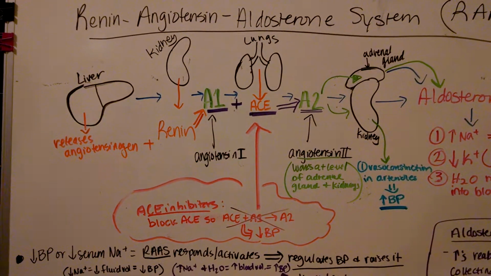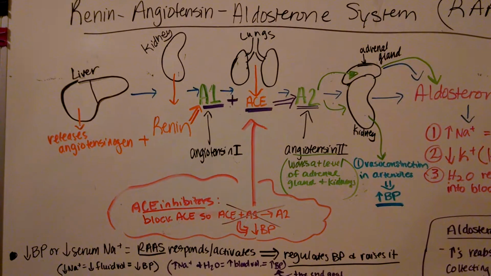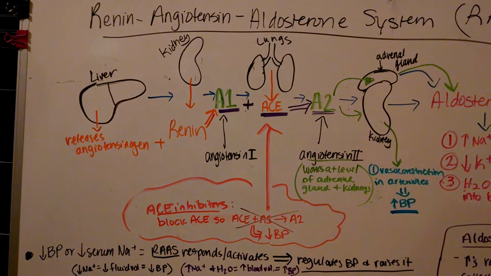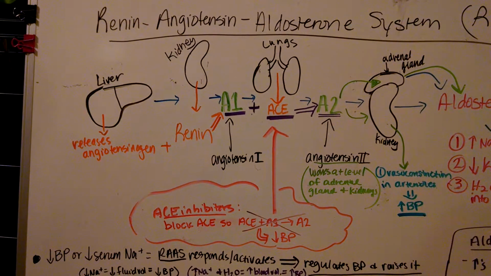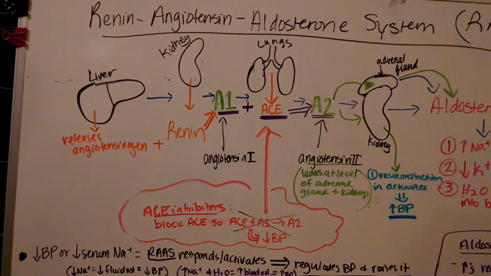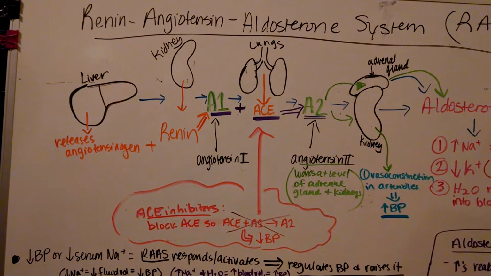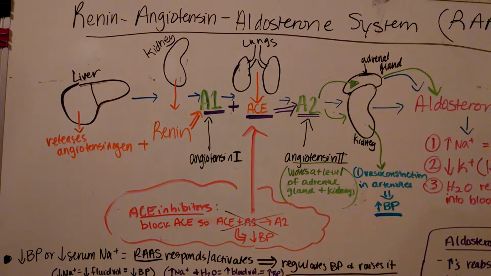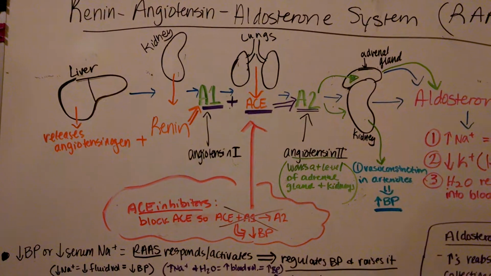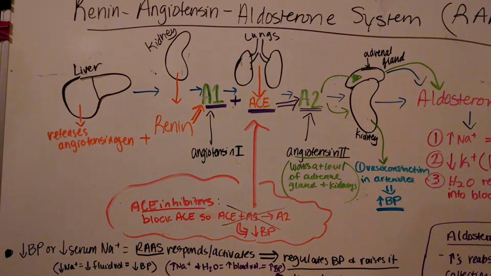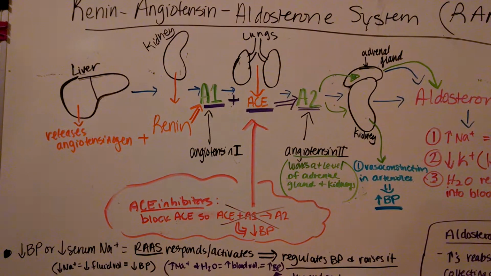So basically it's going to do its job to raise your blood pressure. So if there's low sodium going around, you're going to have low fluid volume, which means you're going to have low blood pressure. So the job of the RAAS is to increase sodium, to increase or retain water, and that increases blood volume, which also increases blood pressure.